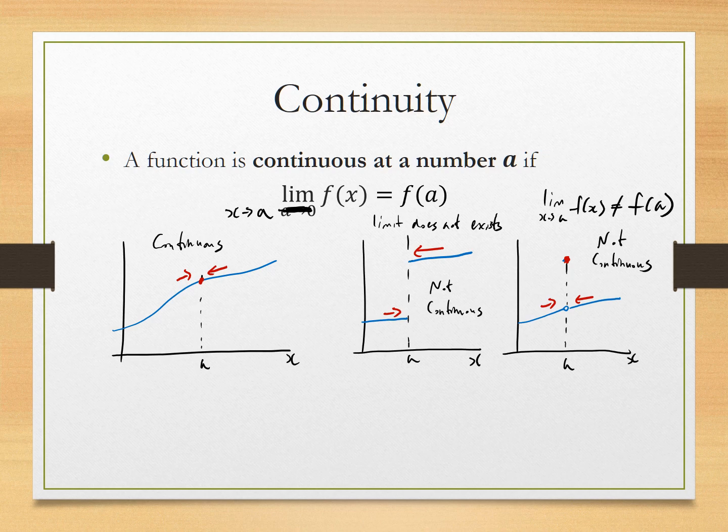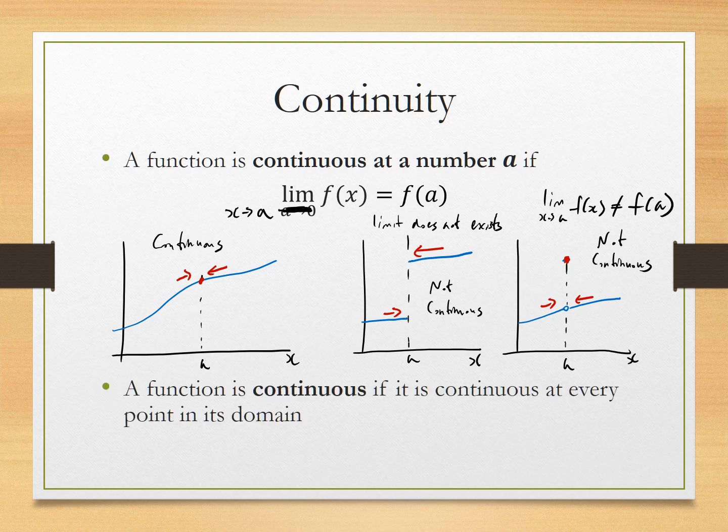In economics, once again, we typically assume functions are continuous because we don't think that it's reasonable to say there are sharp turns in how happy you are or how much money you make. A function is continuous if it's continuous at every point in its domain. That's a typical assumption in economics. And a function that is not continuous is not differentiable.